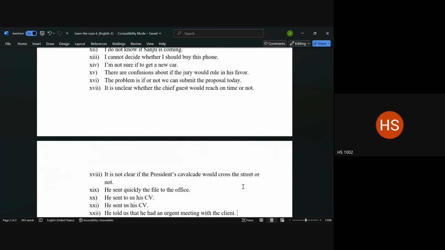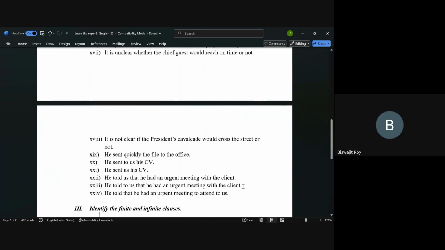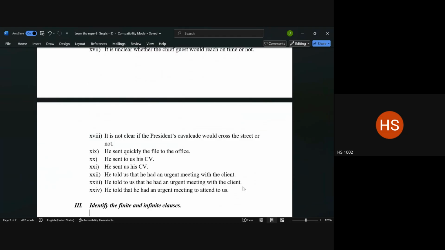Grammatically, they'll be fine. Now, 18th one: it is not clear if the president's cavalcade would cross the street or not. This is grammatically correct. Is it a formal or a less formal version? Less formal way of putting this. Okay, so that covers the three conditions for "if", and the formal and informal difference between the use of whether and if, when "or not" is removed at the end of the sentence.